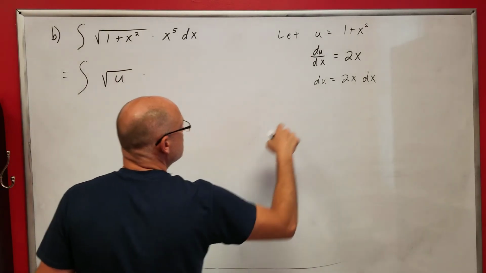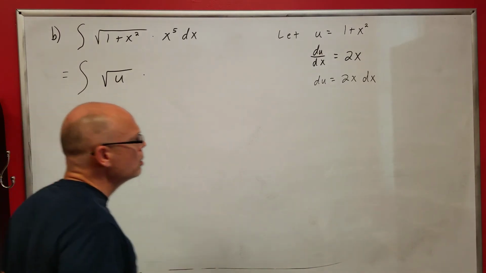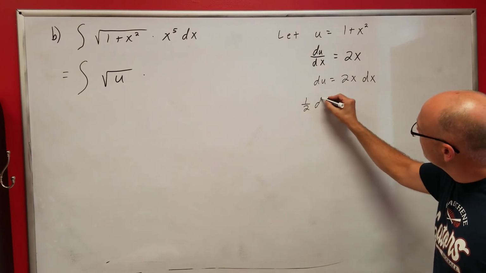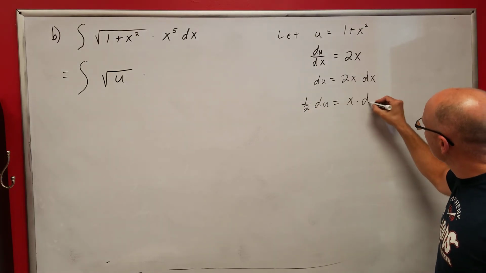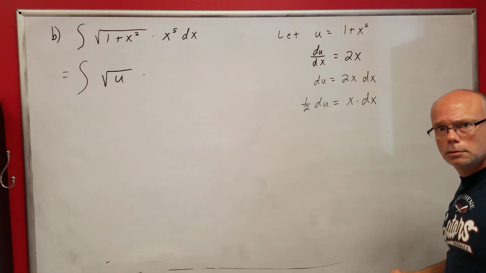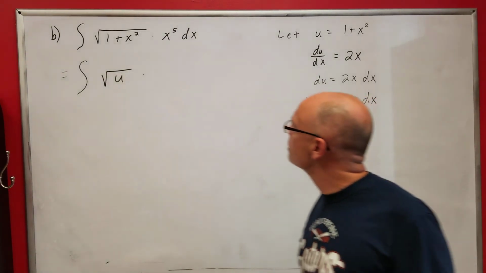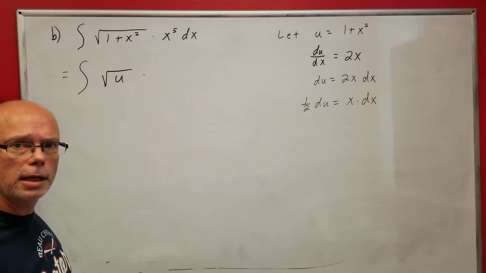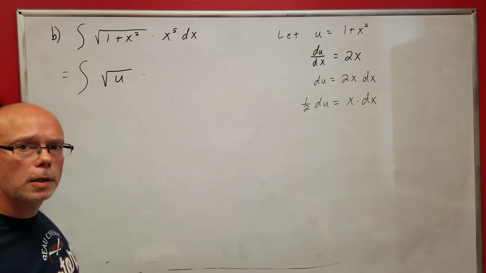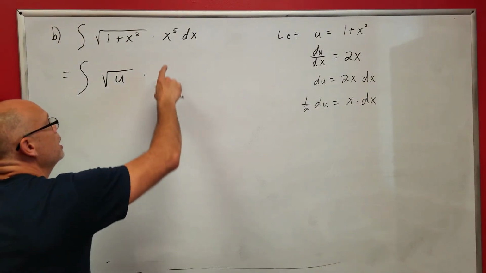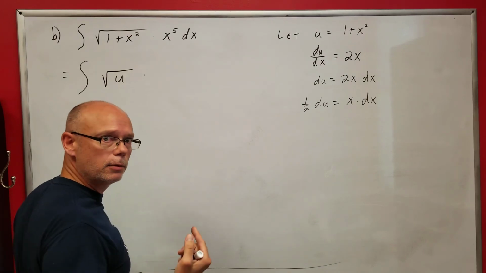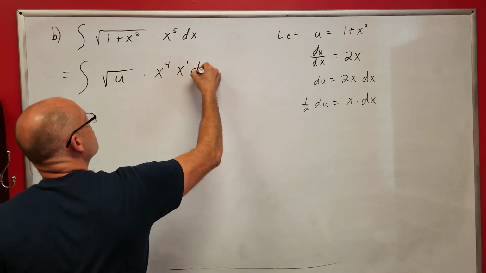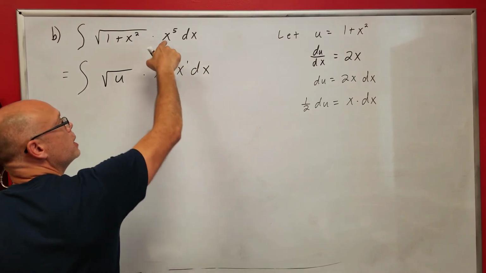Do I have an x to the 5th dx? No. In fact, if I multiply both sides by 1/2 here, I have 1/2 du is equal to x dx, right? So I have x dx to replace. But I don't have x dx here, do I? Man, what do I do there? Well, let's be clever here. I don't have x dx explicitly written here, but couldn't I do this? x to the 4th times x to the 1st dx. x to the 4th times x to the 1st is x to the 5th, right?